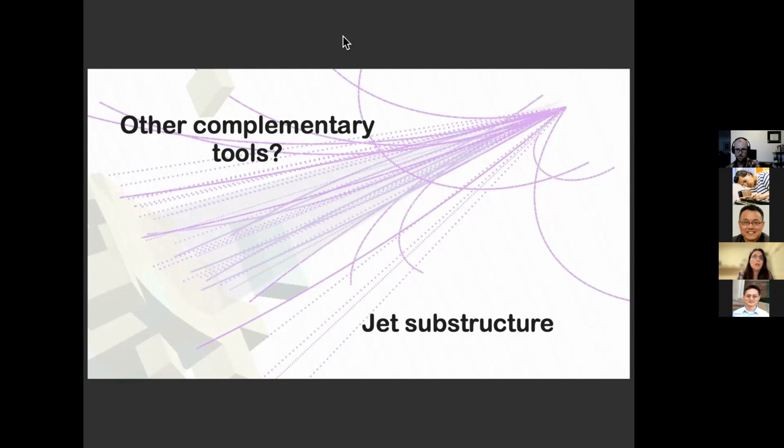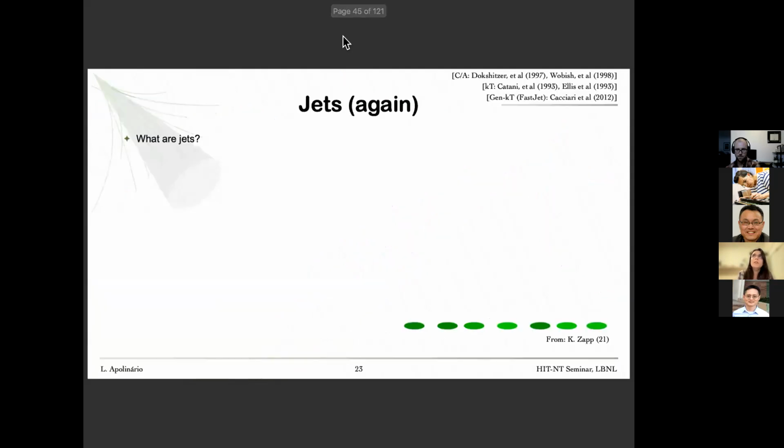So why not, again, go to our old-fashioned jet substructure analysis, which we have already some years of experience working with. The other thing that we can do is to look for the jet substructure itself without resorting to these kinds of deep learning techniques.